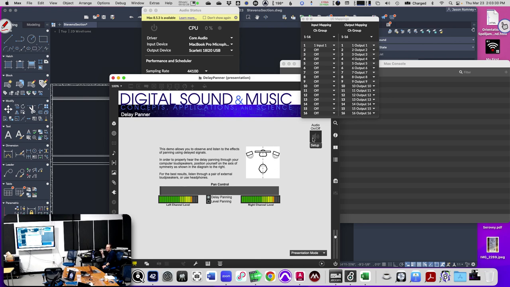So the first time I was panning by controlling volume, okay? So I was making one speaker louder than the other. And whatever the louder one is, that's where you think it's coming from, okay? The second time, both loudspeakers were playing the same loudness the whole time. And what I was changing was the timing. So I was making one arrive at you later than the other one. And that was changing where you thought the sound was coming from.